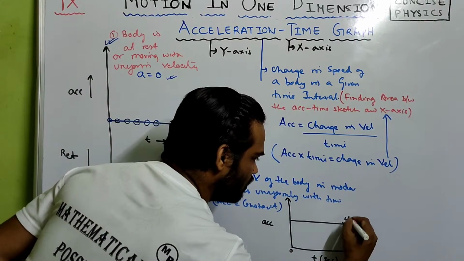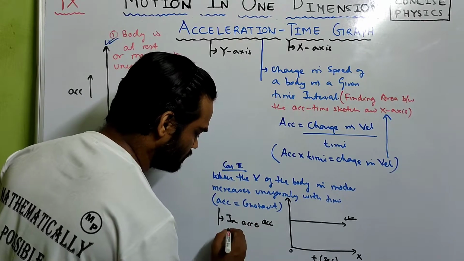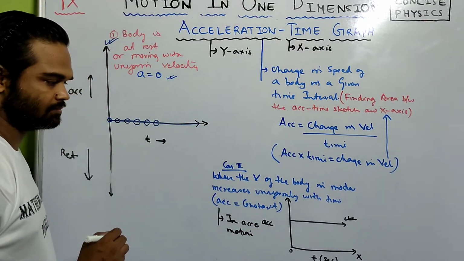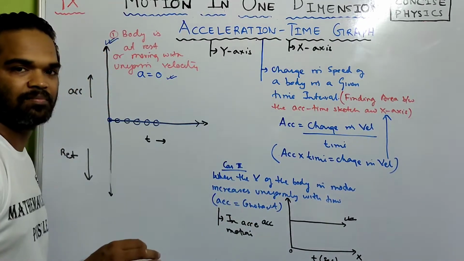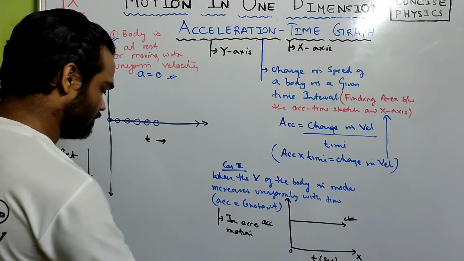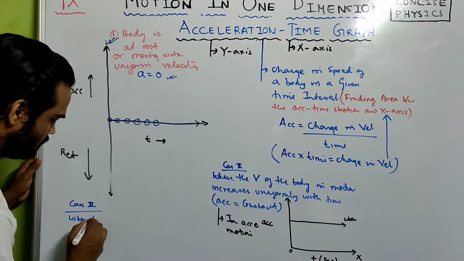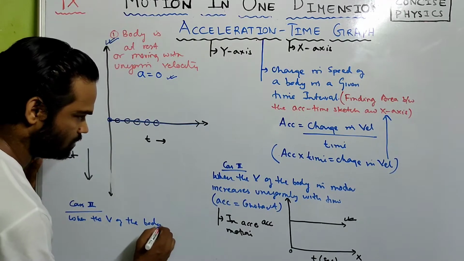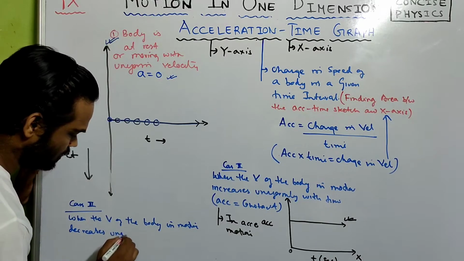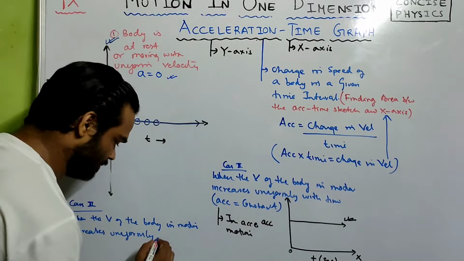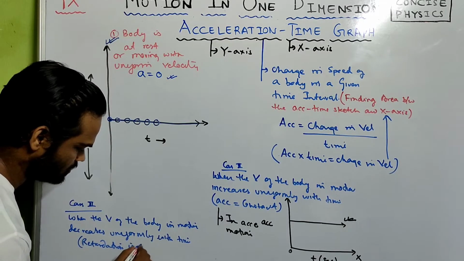This is your x-axis, this is your curve. The body is in accelerated motion. Clear? Now look at the next case. Suppose when the velocity of the body in motion decreases uniformly with time, which means the body is in retardation. What am I saying? Just look over here. Case 3. When the velocity of the body in motion decreases uniformly with time, which means retardation is constant.